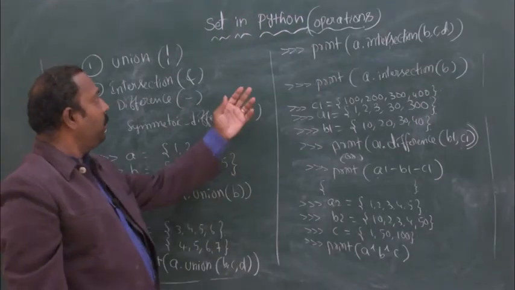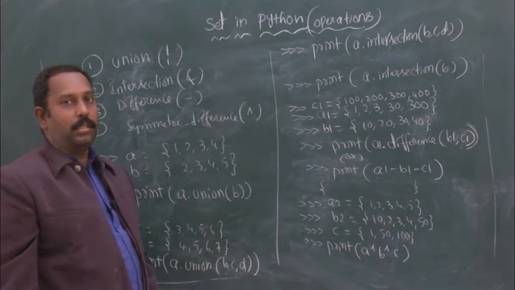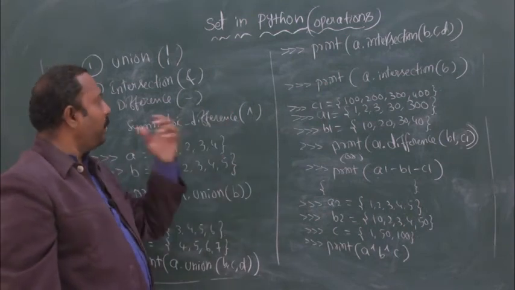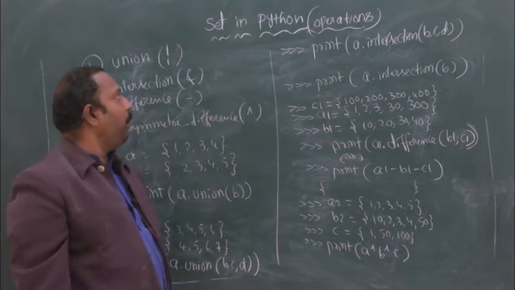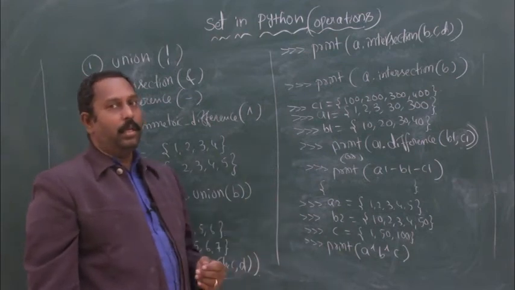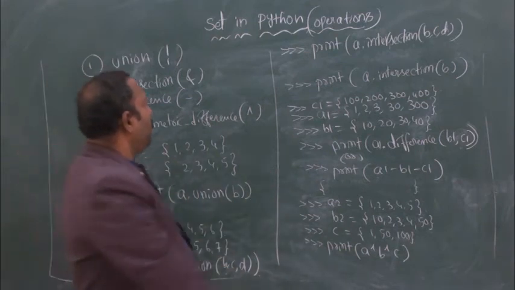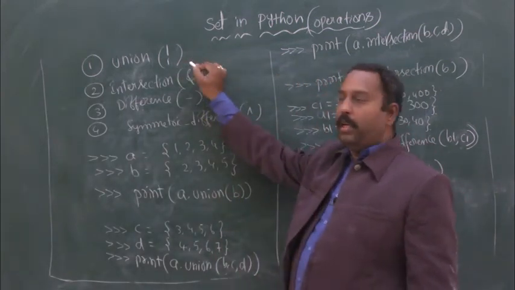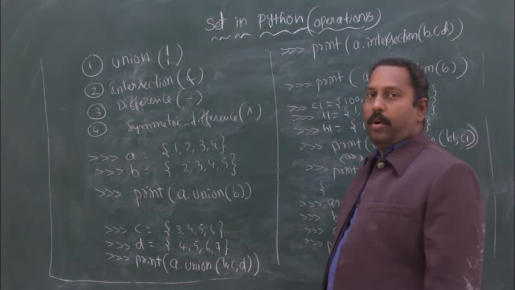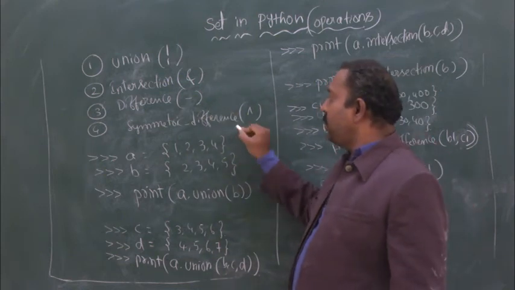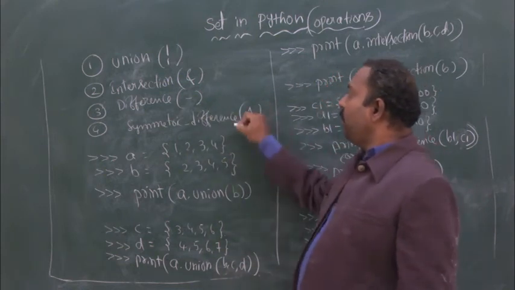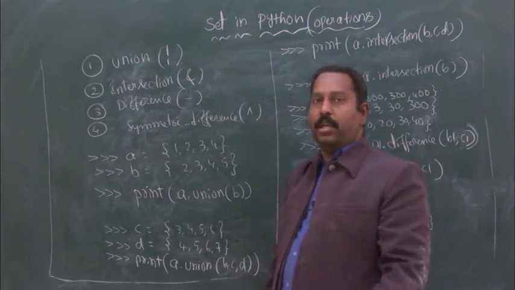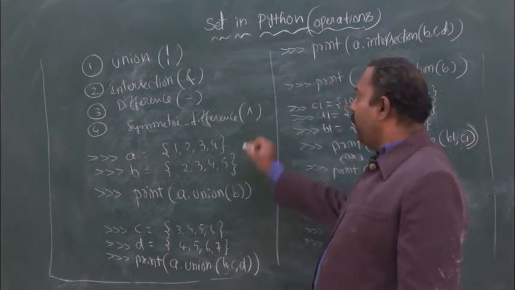So the next one is set operations in Python. These are mathematical operations we can perform on the set data structure in Python. The first operation is the union operation. This is the symbol to represent union, this is the intersection operation, and this is difference. This is symmetric difference. All these are the four set operations we can do in Python.